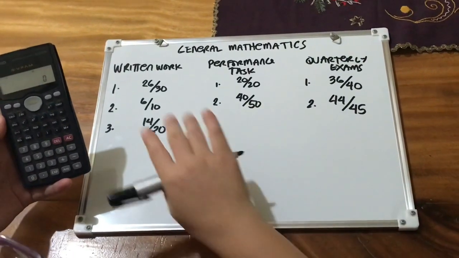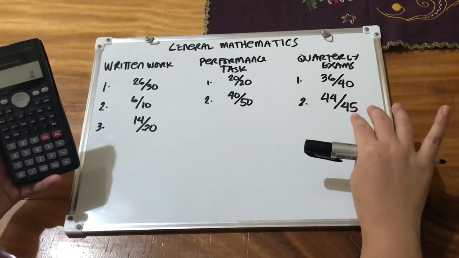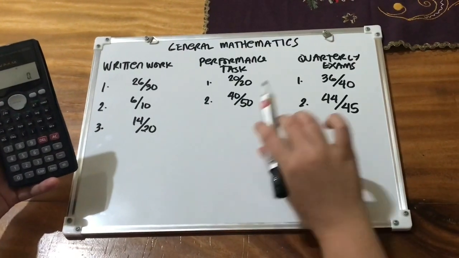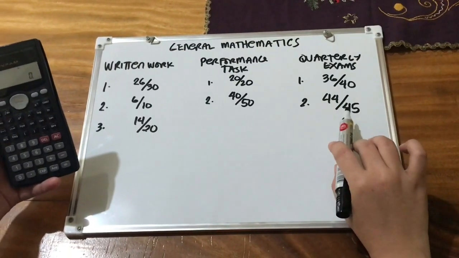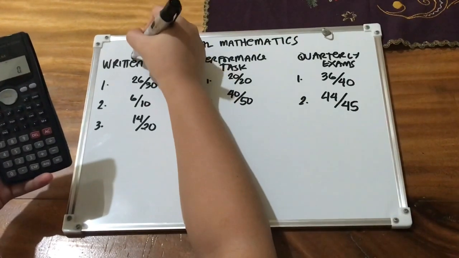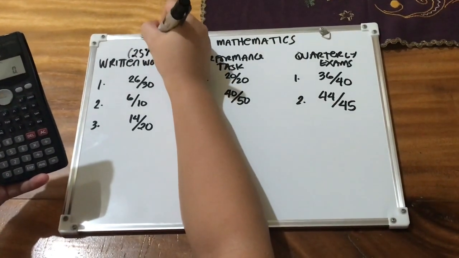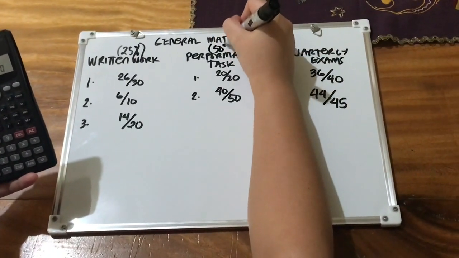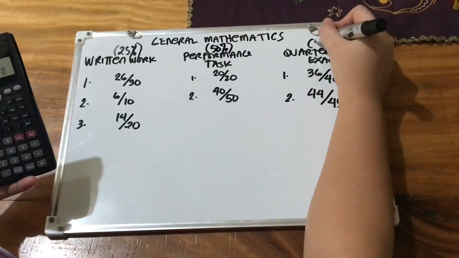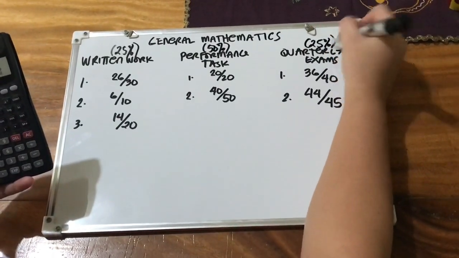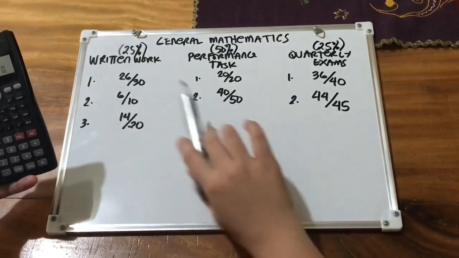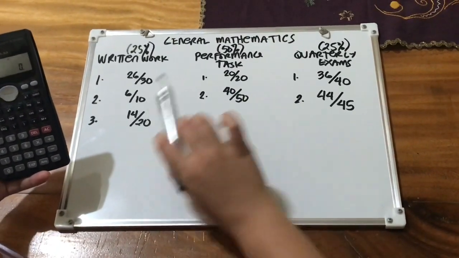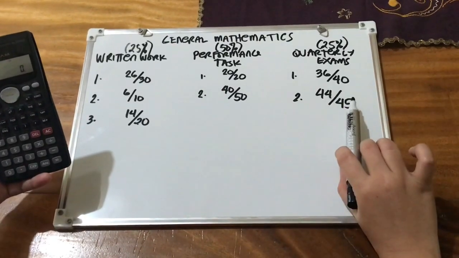Now, there are three areas that you need to solve. The first one is the written work, the second is the performance task, and the third is the quarterly exam. The written work bears 25% of the total grade. The performance task is 50%. And the quarterly exam is 25% as well. So, you will know which area you need to focus on more.